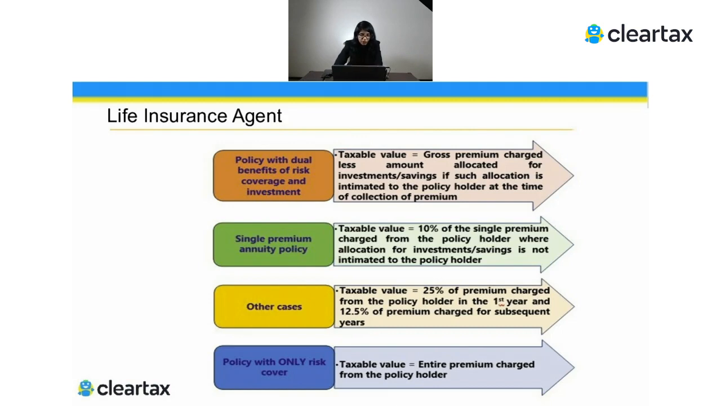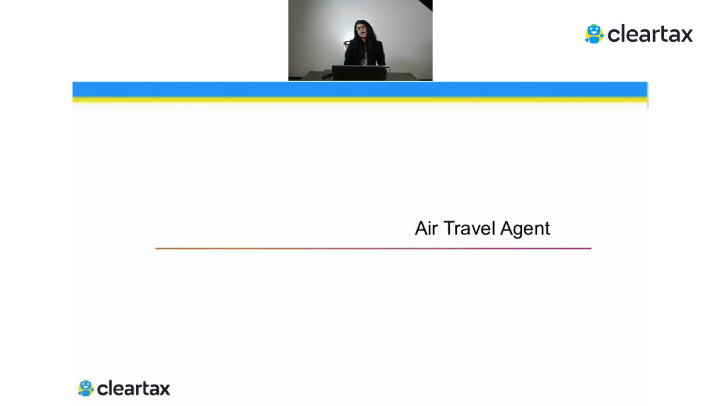Similarly, the last one, if we talk about the policy with only risk cover, then the taxable value will be the entire premium charge from the policy holder. So this is about the life insurance agent, that is what would be the value while we are dealing with it.